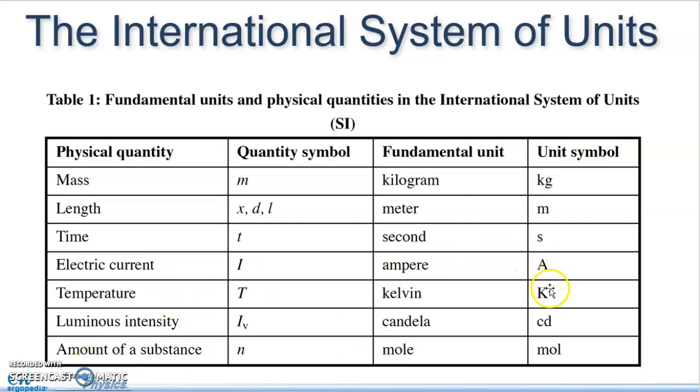By the way, you might feel like, well, wait a minute, temperature is measured in Celsius. Well, yeah, it is, but the Celsius scale can easily be converted to Kelvin. If you're in Celsius, simply add 273 to convert to Kelvin.